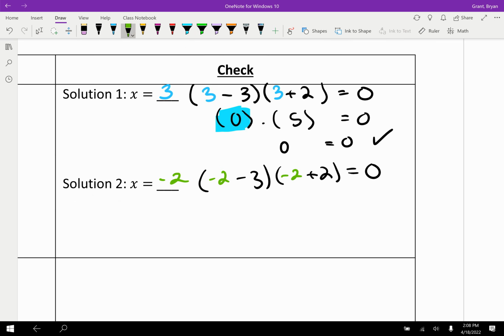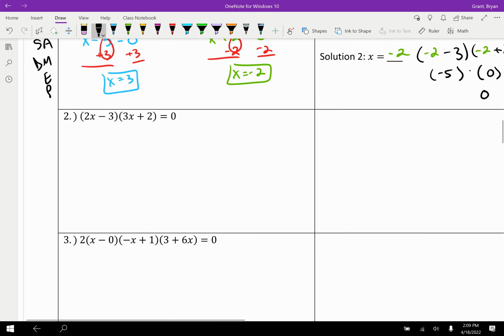Negative 2 minus 3, negative 2 plus 2. We get negative 5 for the first and 0 for the second. That looks good so far. Negative 5 times 0 is 0, and 0 does equal 0. So both my solutions are correct. Now, if you see a problem like this on a quiz and they ask you to find all solutions, you do need to list all of your solutions. And I had two here, x equals 3 and x equals negative 2. All right, with that being said, why don't you guys try these other four? They're not too bad. And then we will come back together and see how you did. Ready, set, go.